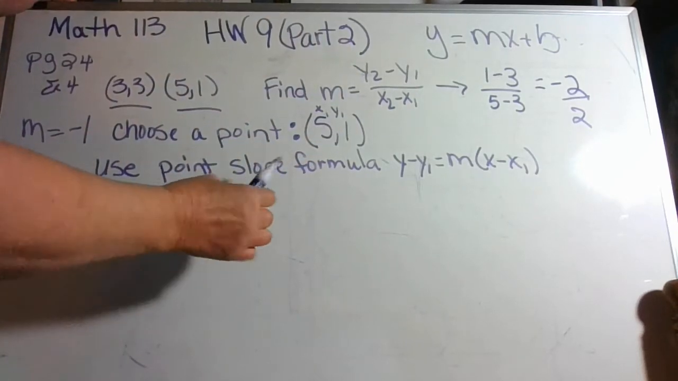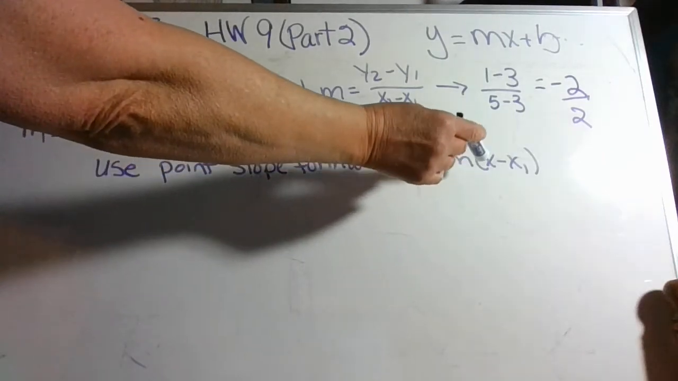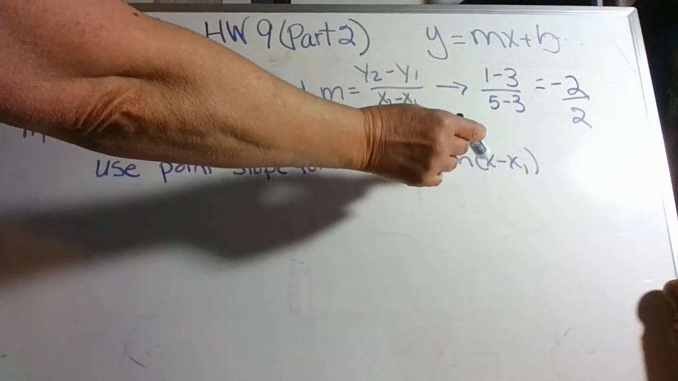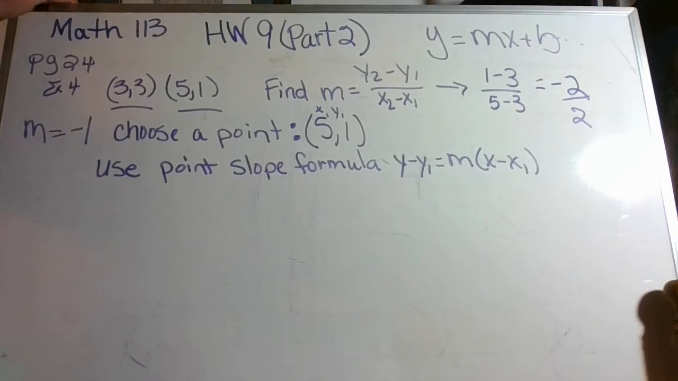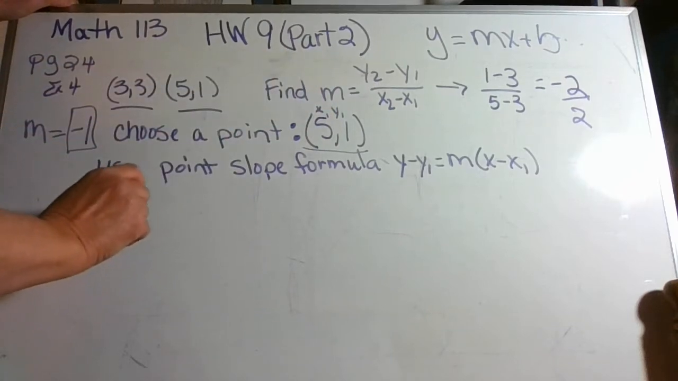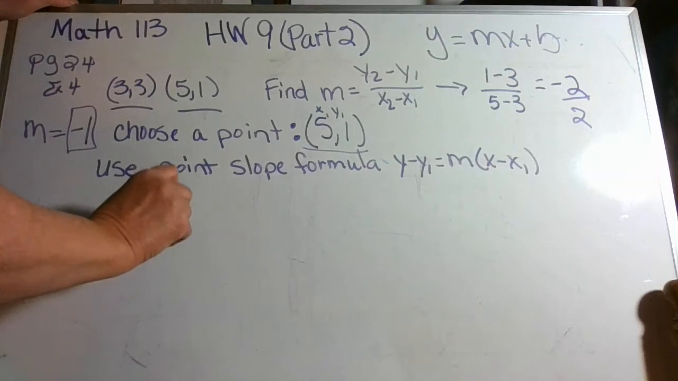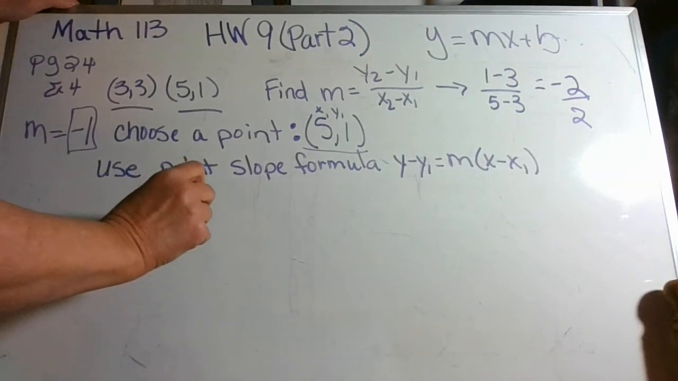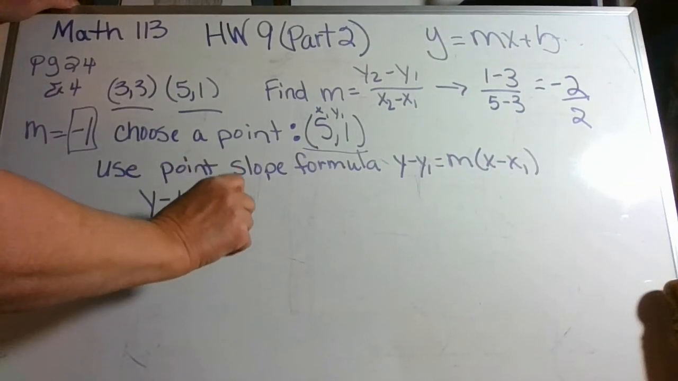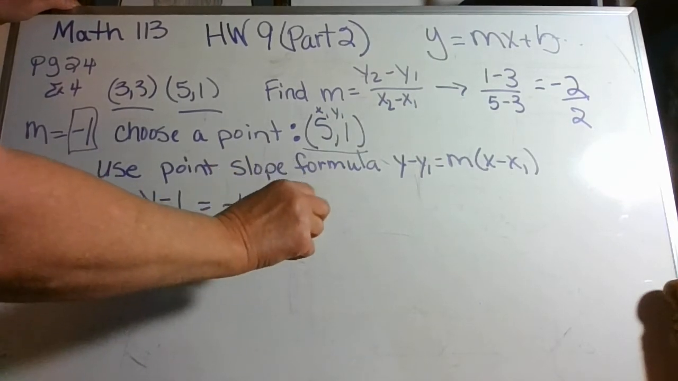Right, so I'm going to use the point-slope formula. y minus y1 is equal to m times parentheses x minus x1, where m is negative 1 and my point is right there, (5, 1). So here I go. y minus 1 equals negative 1 times (x minus 5).